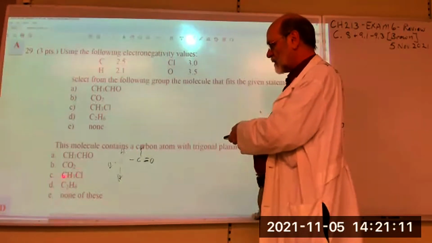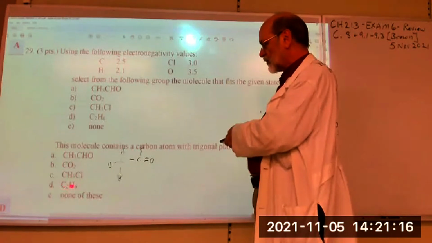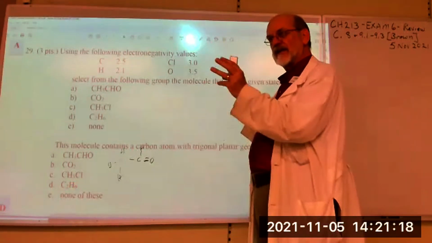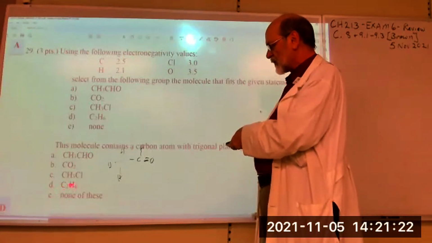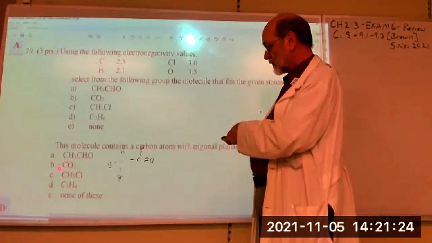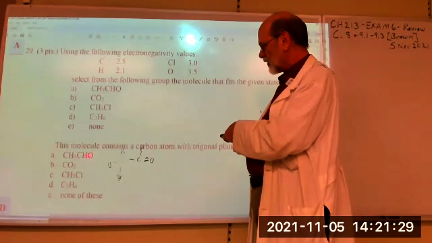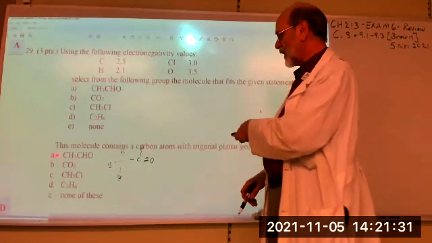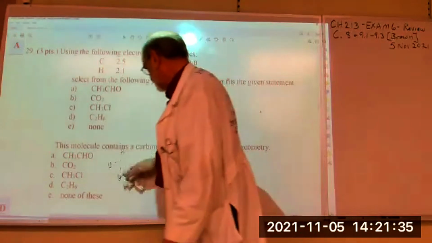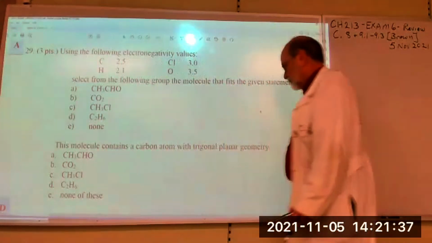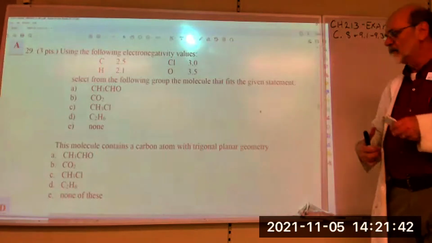CH3Cl is tetrahedral. It's got three hydrogens and 1 chlorine bound to that carbon. This one has a carbon bound to a carbon and then 3 hydrogens on each end. This is ethane. So this is tetrahedral. This one's tetrahedral. This one's linear. And this one is tetrahedral there and trigonal planar right there. So A is the trigonal planar one. Did that one make sense? Okay.